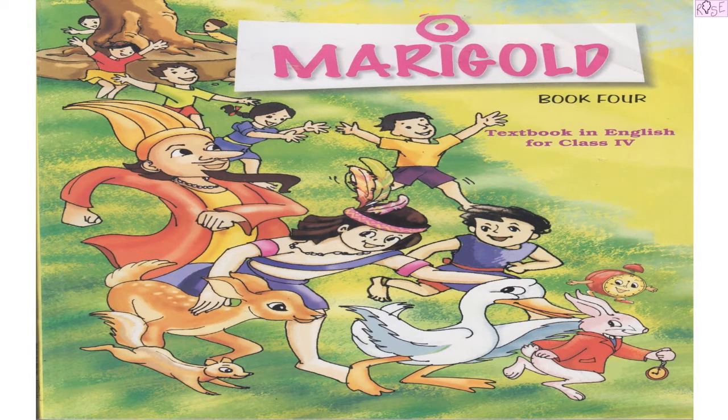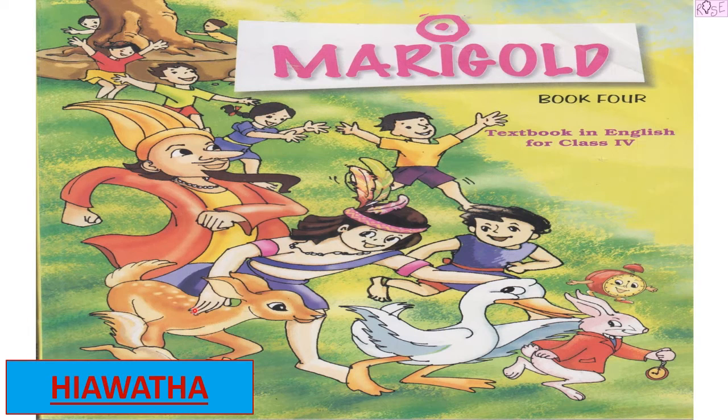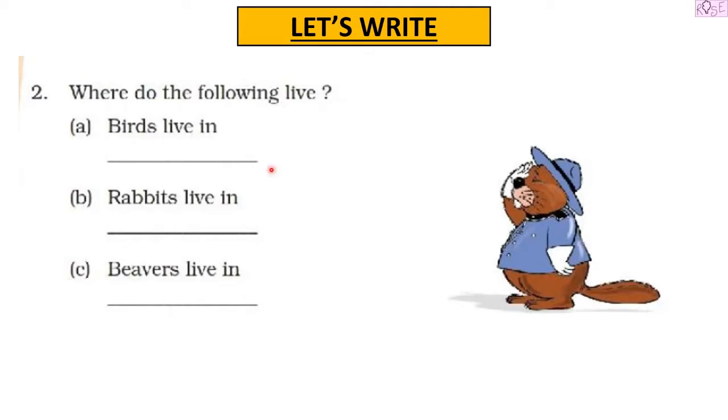So today we are going to do another fun activity that has been taken from your book Marigold Class 4 in NCERT from the poem Hiawatha. To get to this activity, you have to open your book and turn to page number 98. Okay, so let us see what do we have to do here. So this is the activity.